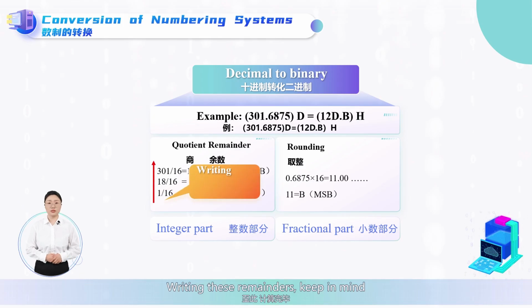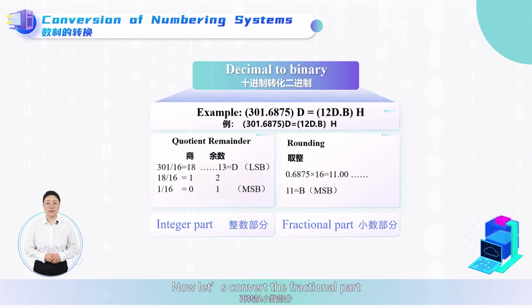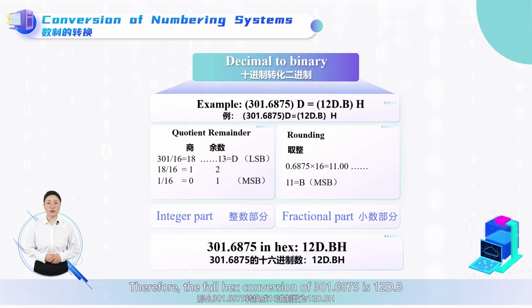Writing these remainders, keep in mind from bottom to top, gives the hex integer part as 12D. Now let's convert the fractional part. To convert 0.6875 to hex, we first multiply it by 16, which gives the result of 11 after rounding. Since the fractional part is now 0, the conversion of the fractional part is complete, and the final hex representation is 0B. Therefore, the full hex conversion of 301.6875 is 12D.BH.